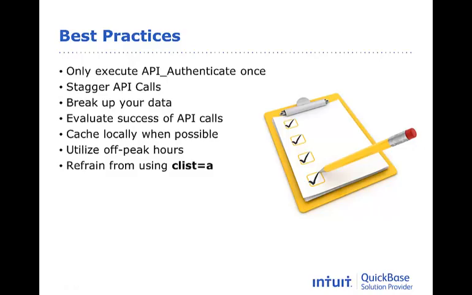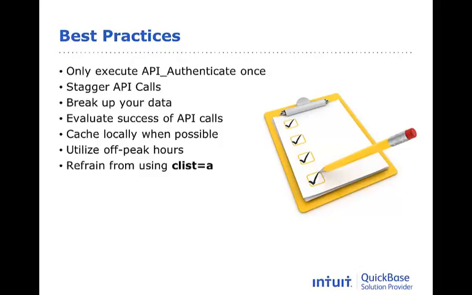Now let's review some best practices for utilizing the QuickBase API. Only execute API Authenticate once. Do not pass the username and password with every call. The ticket that is returned with the API Authenticate call should be saved and used in subsequent calls.